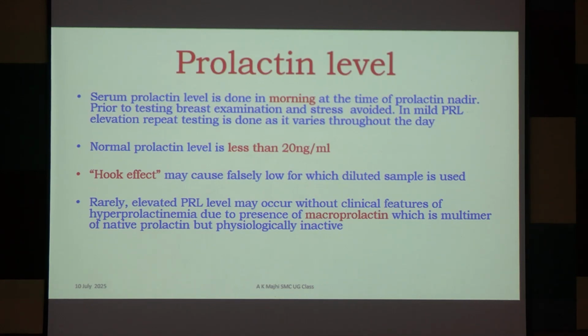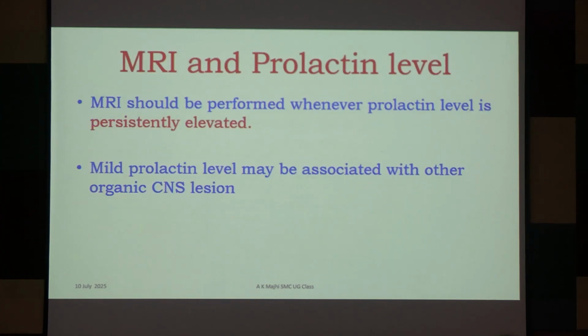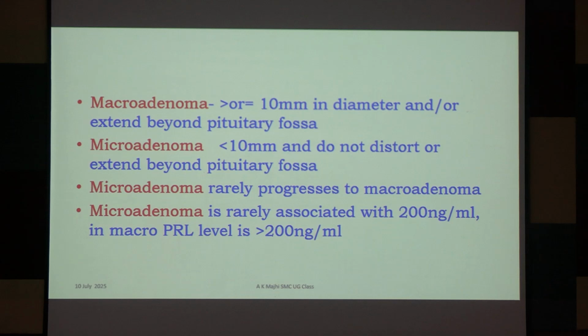And prolactin level normal is about 20, but there is so much diurnal variation in the prolactin level, so you will have to be very cautious and take it multiple times. And the hook effect. MRI should be performed whenever prolactin level is persistently elevated. Mild prolactin elevation may be associated with other organic CNS disease.